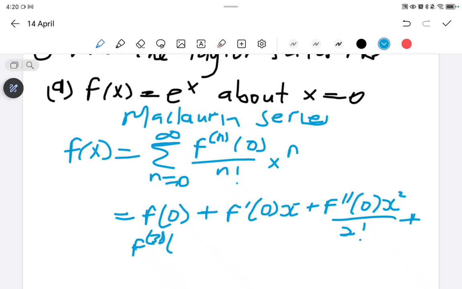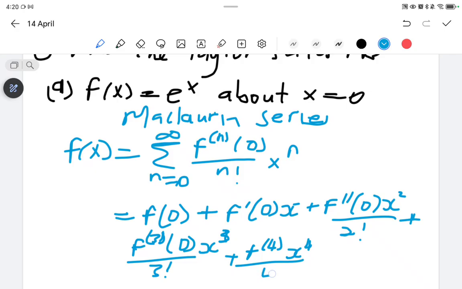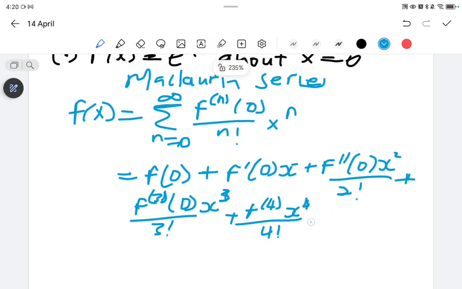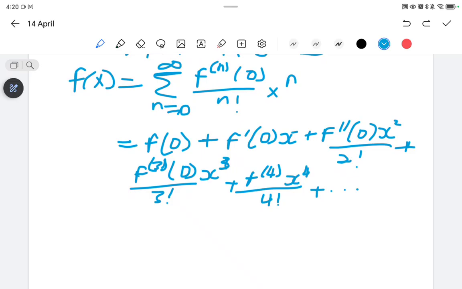If you write the number, you must put it inside brackets, right? (3)(0) x^3 over 3 factorial plus f^(4)(0) x^4 over 4 factorial, and so on. If we see dot dot dot, it means this must end at infinity, right? That one already ends at infinity, so that's why we put the dots. Then we realize that we need f(0), we need f', and so on, right?